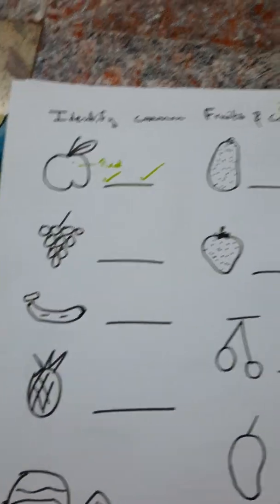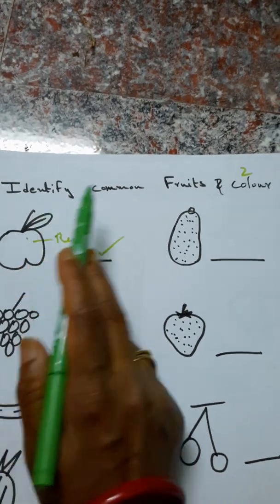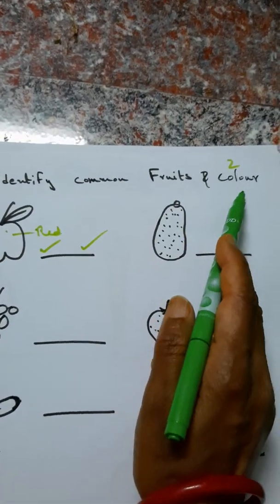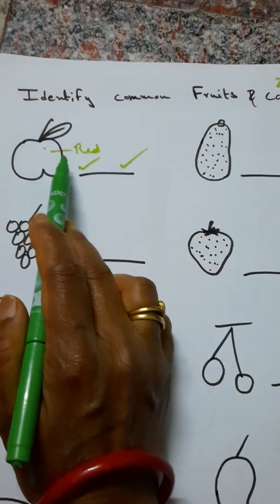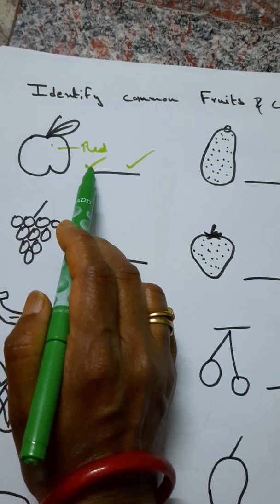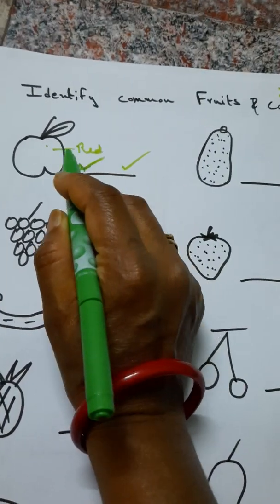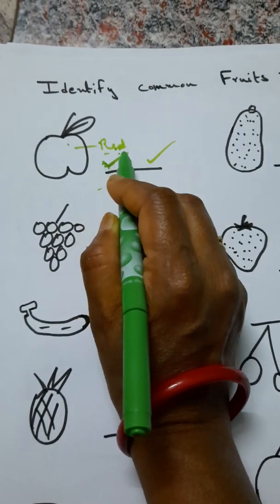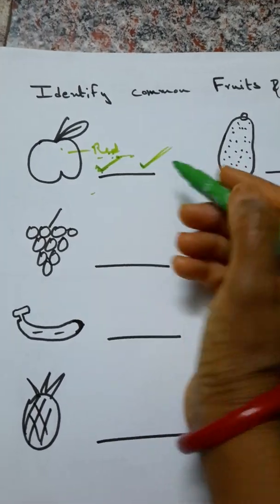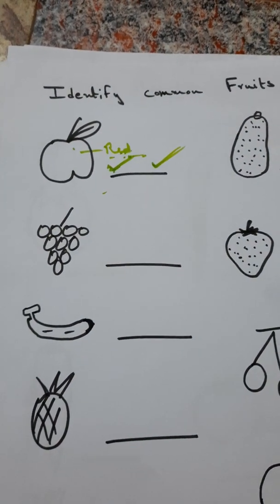The next worksheet, that is the second worksheet, is identify common fruits and color it appropriately. The child will identify the fruit first, so put a small tick. Then if the child colors the fruit appropriately, say red, then you can put one more tick beside the first one.